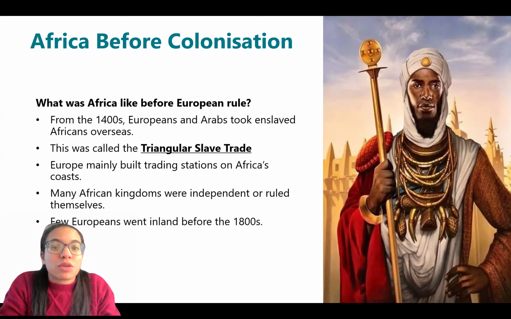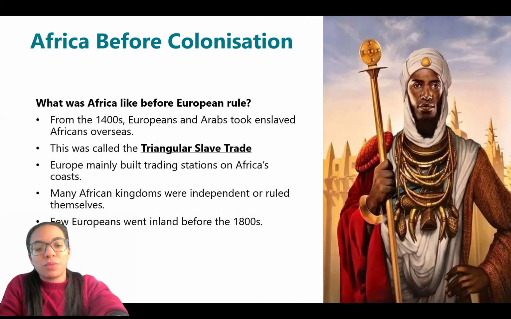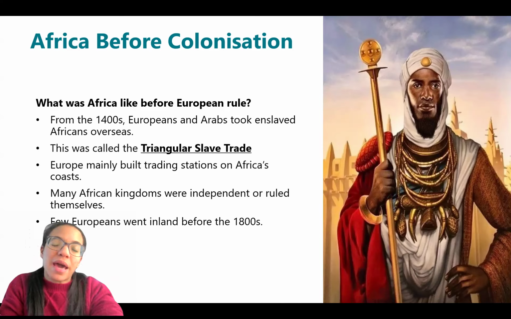And this was also about the triangular slave trade, which you also did in grade 7, basically taking people from Africa, taking them to America to work on the cotton plantations or whatever the case may be, and then taking those raw materials to Europe to create manufactured goods, which would then be sold back to Africa and the Americas.